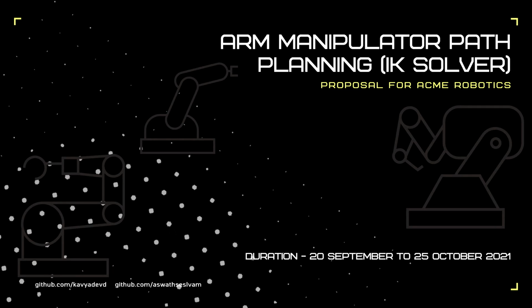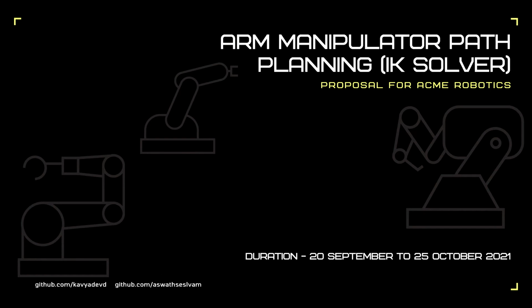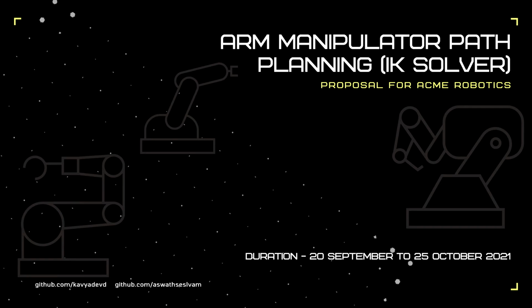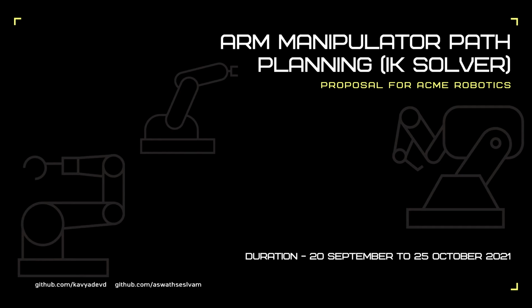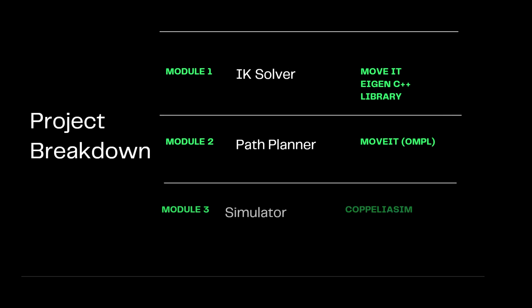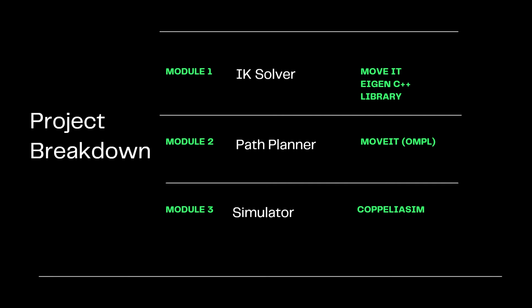Hello, this is Kavya and Ashwath, and this is our proposal for ARM Manipulator Motion Path Planning IK Solver for Acme Robotics. The ARM Manipulator can be used for automating menial tasks and also to some extent replace a human arm. The main three modules of this project are the IK Solver, the Path Planner, and the Simulator.